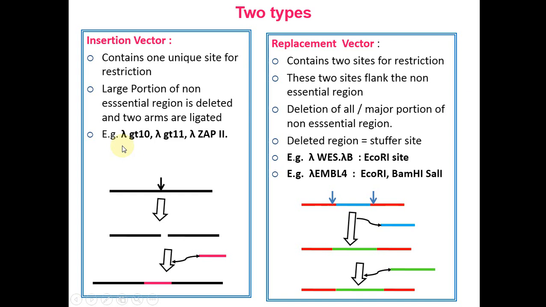Lambda GT10 and lambda GT11 are examples of insertional vector, and lambda EMBL4 is an example of replacement vector. See here, the only difference is this consists of only one restriction site, this consists of two restriction sites.